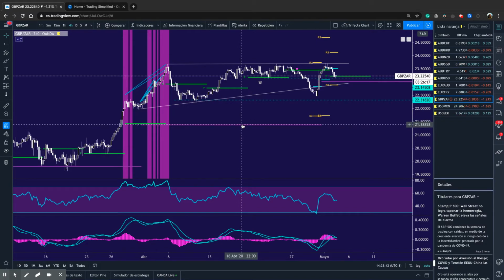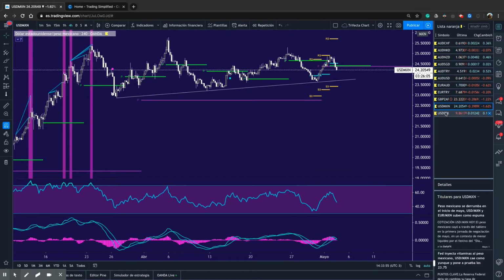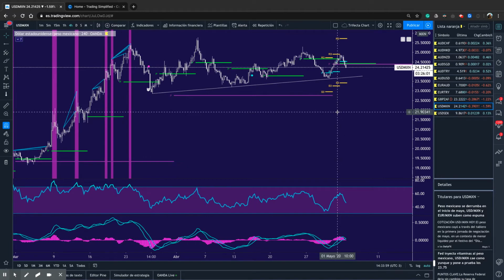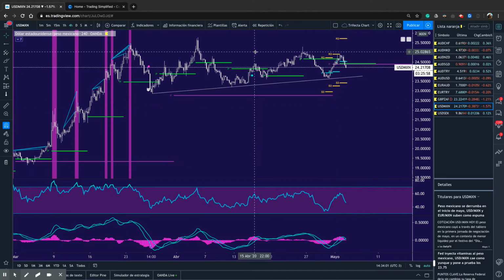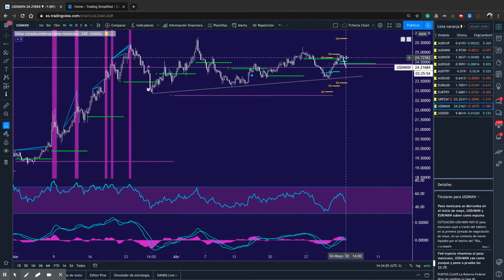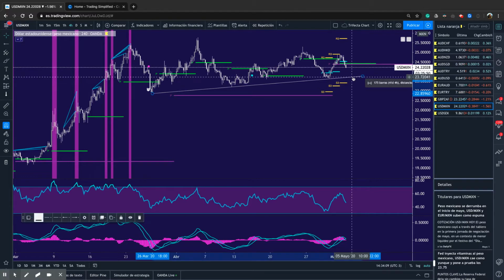And everything is happening in that direction in all the currencies, and I don't see why this would be the exception to that. Okay, the US dollar against the Mexican peso. We are still waiting for this setup. The peso is still moving sideways, and we are going to wait until this trend line gets broken.